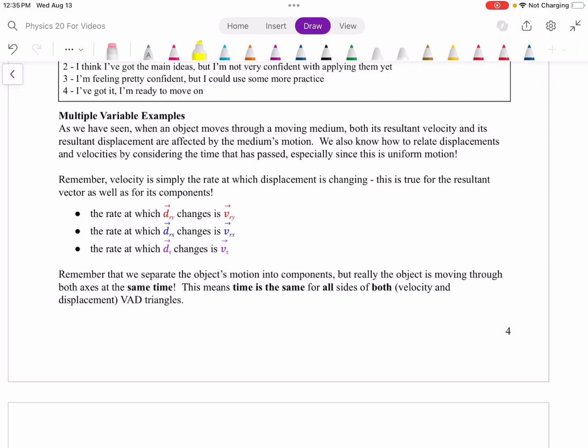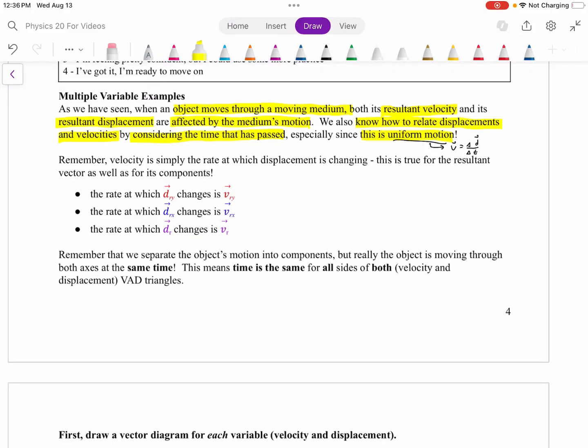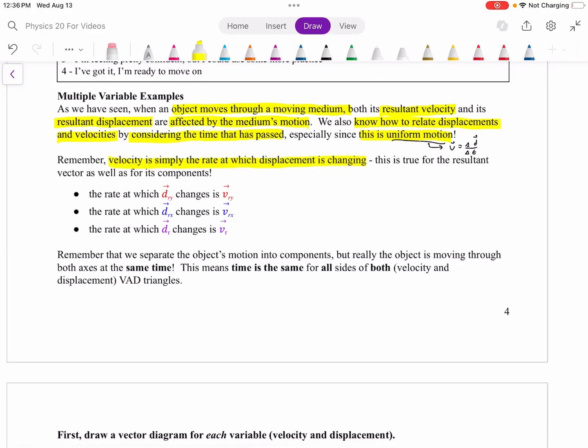So as we've been talking about, right, when an object moves through a moving medium, both its resultant velocity, the result of adding its velocity to the medium's velocity, as well as its resultant displacement, so where it actually ends up, are both affected by that medium's motion, right? We also know how to relate those displacements and those velocities by considering the time that has passed. And it's even easier because this is actually uniform motion, right? So we can just use good old v equals d over t, right? We can relate velocity and displacement through time, because velocity is simply the rate at which displacement is changing.